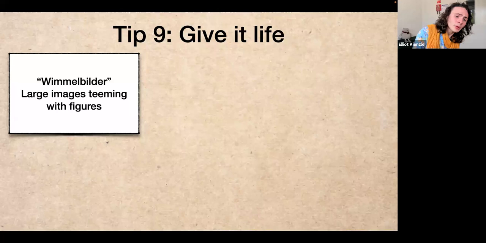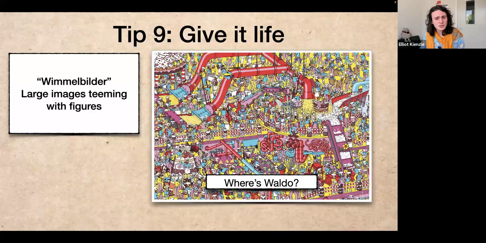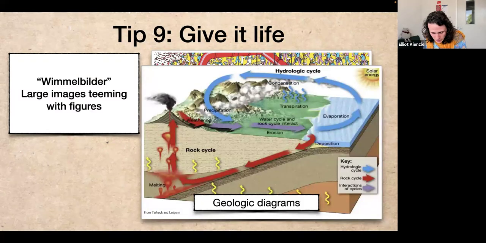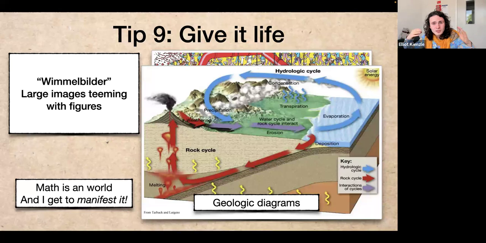There's a term called a Wimmelbilder, which is a name for a large image teeming with figures. One canonical example of this is Where's Waldo? You could get lost in this forever trying to find the sneaky little guy. But one that's more attractive to me is these geologic diagrams. These are more of a direct inspiration. As a kid, I loved these. I could get lost following the arrows all along. They're almost dioramas of what's going on in the real world around me, but on a page. It's so cool. And math to me is a world.